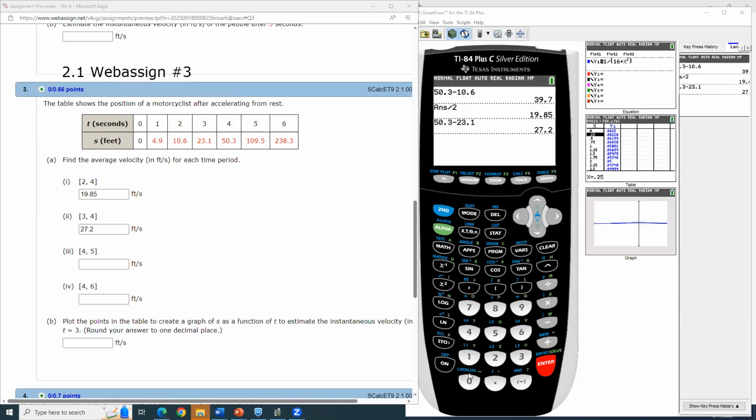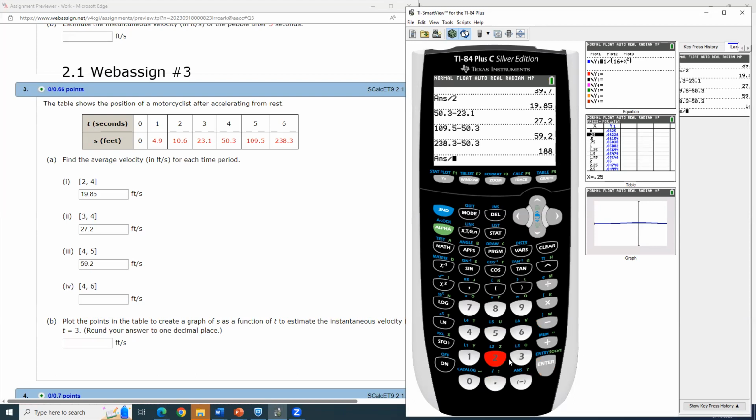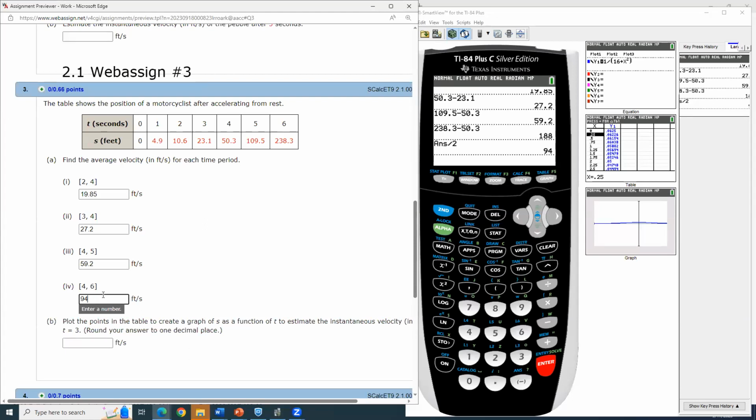109.5 is how far I traveled after 5 seconds. So it seems like I took a pretty good jump in there. Really started accelerating between 4 and 5 seconds. And then lastly, between 4 and 6 seconds, I'm going to say 238.3 minus 50.3, and I'm going to divide by 2, because that time I went from 4 to 6, so that was a change of 2. So I was going on average 94 feet per second between 4 and 6 seconds.